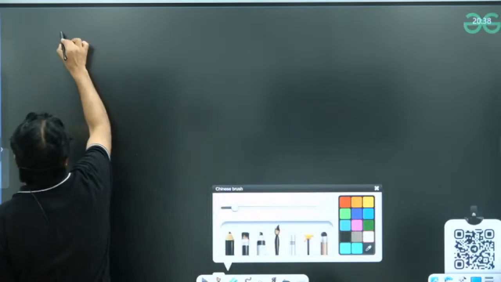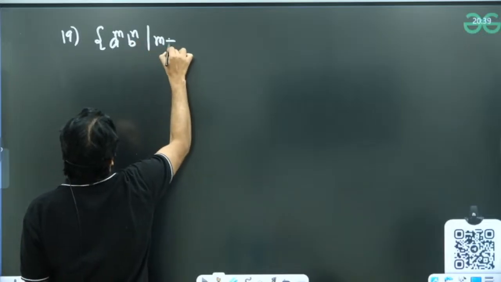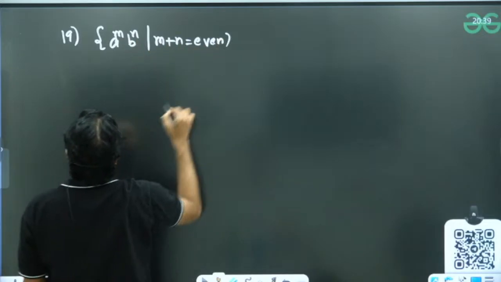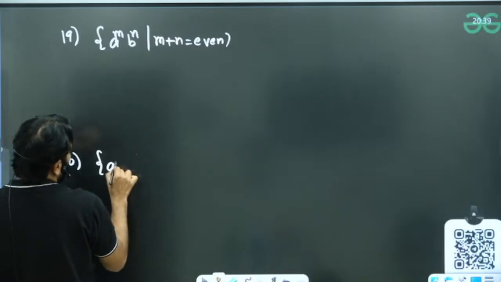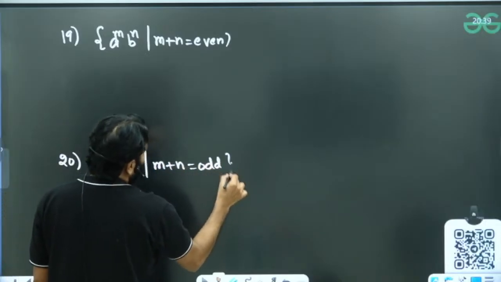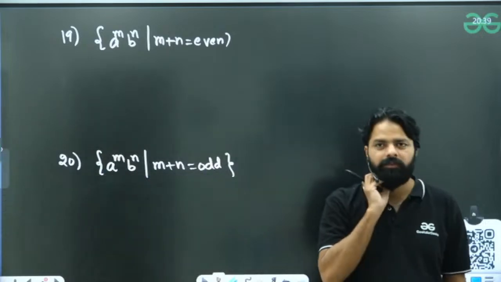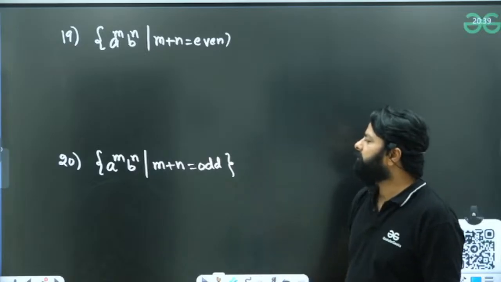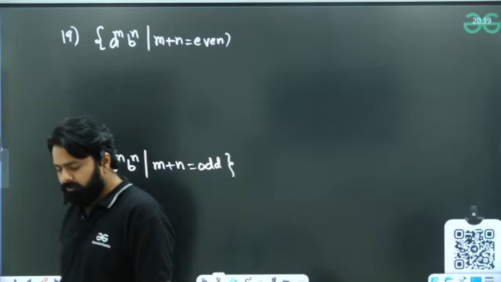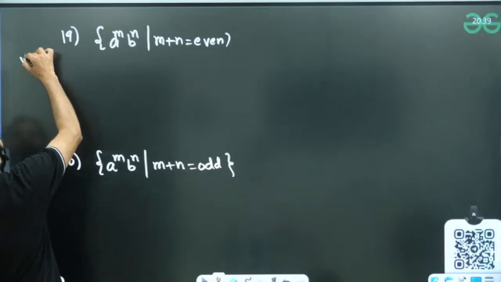Well, still you can find interesting answers here. A power M, B power N, such that M plus N is even. A power M, B power N, such that M plus N is odd. So can you write regular expressions for these two? Right. Anyhow, take it as homework questions.